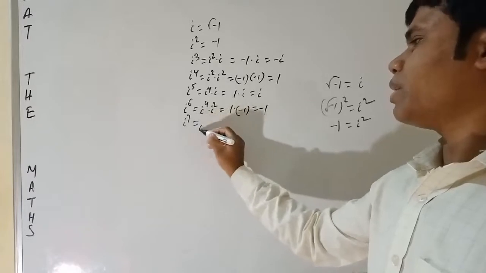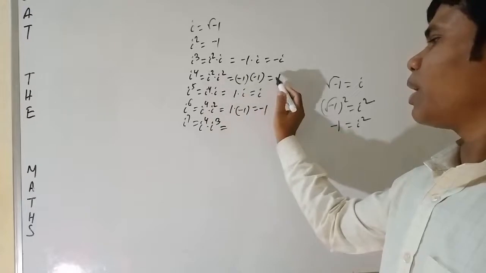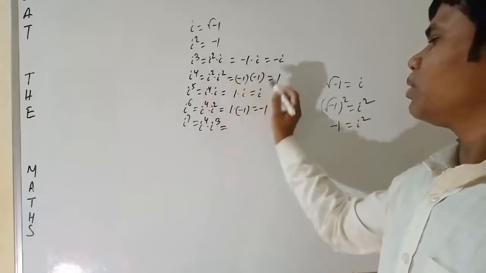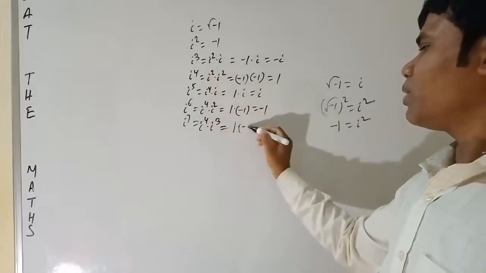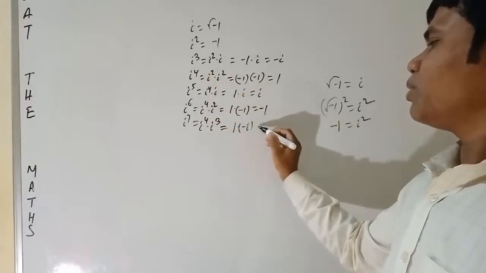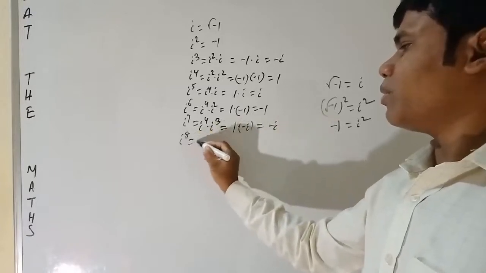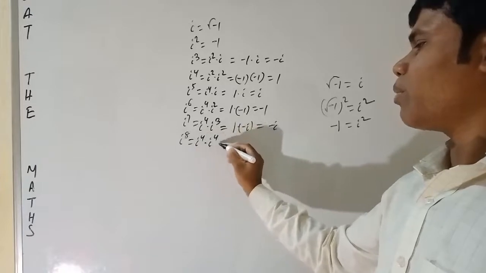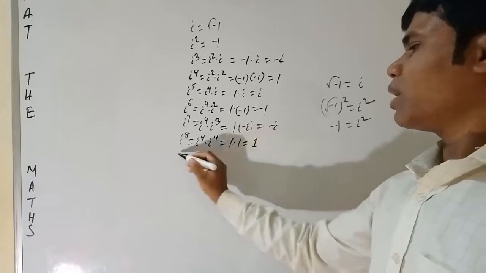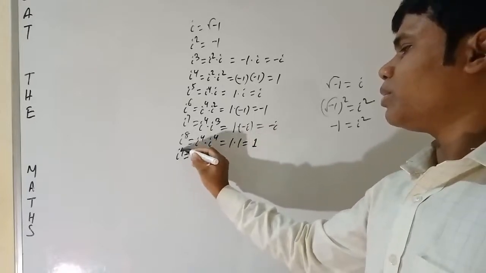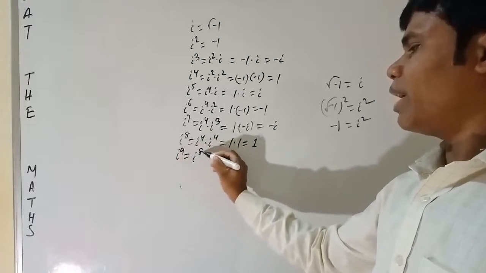i to the power 7 is equal to i to the power 4 into i to the power 3. i to the power 4 is equal to 1, i to the power 3 is equal to minus i, that means 1 into minus i, which is minus i. i to the power 8 is equal to i to the power 4 into i to the power 4, which is 1 into 1, which is 1. i to the power 9 is equal to i to the power 8 into i.